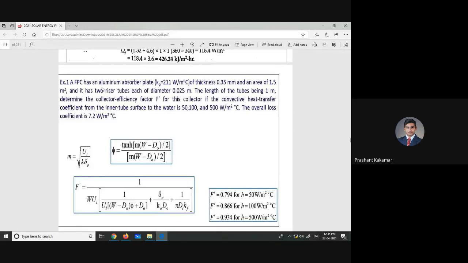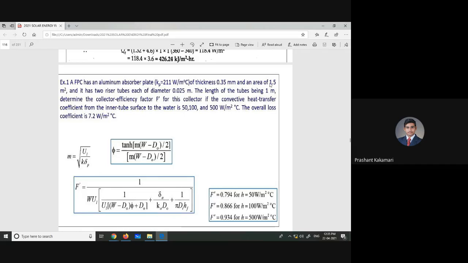A flat plate collector has an aluminum absorber plate. Earlier it was a copper plate; in one problem they had given copper. Now it is given as an aluminum absorber plate. The conductivity of that plate is 211 watt per meter degree centigrade, with a plate thickness of 0.35 mm. So mm is given, you convert it to meters. And an area of 1.5 meter square.